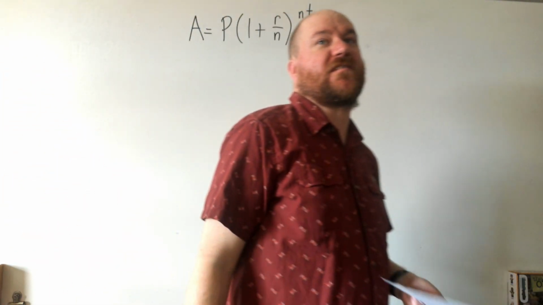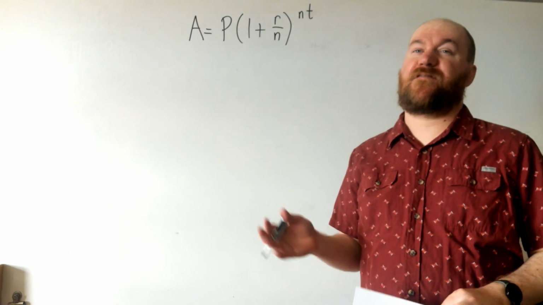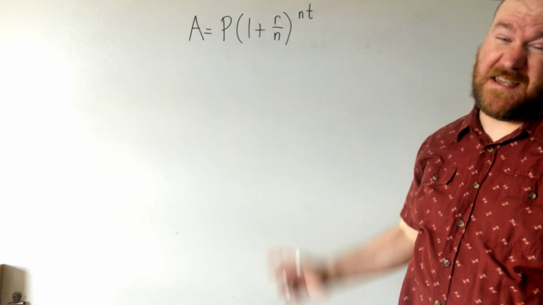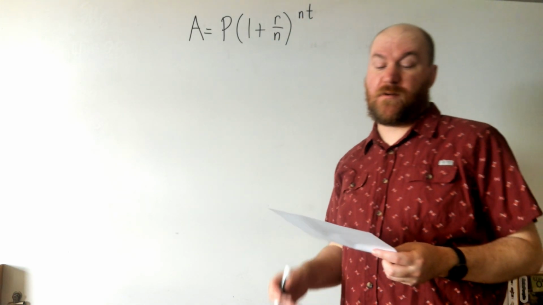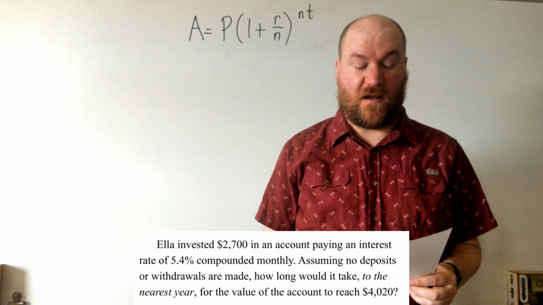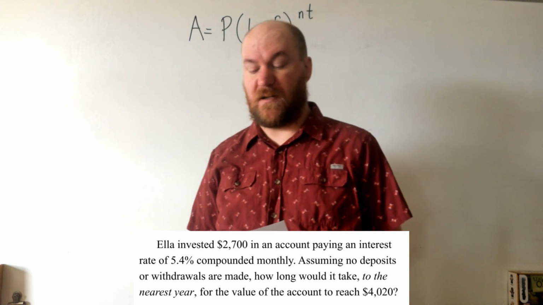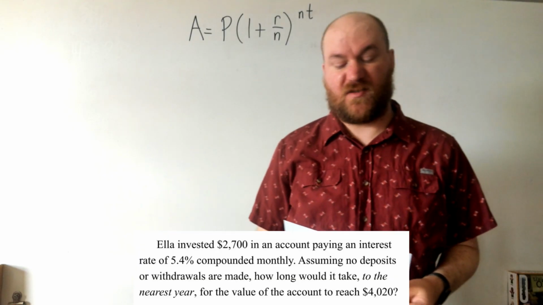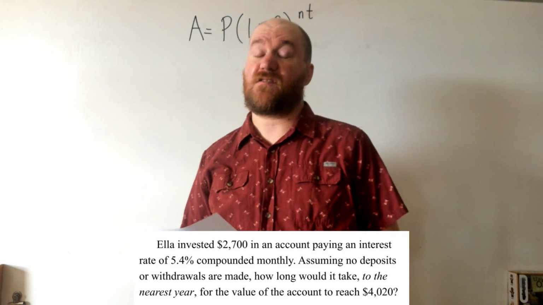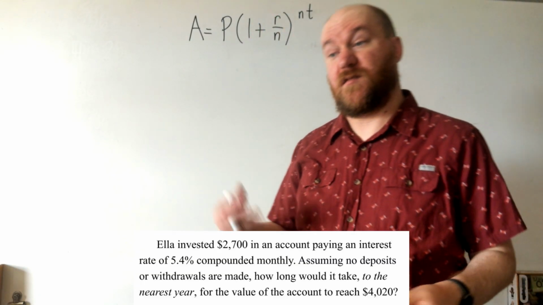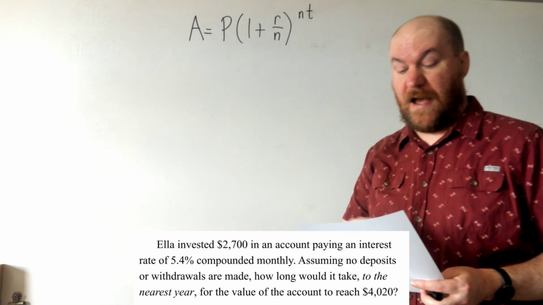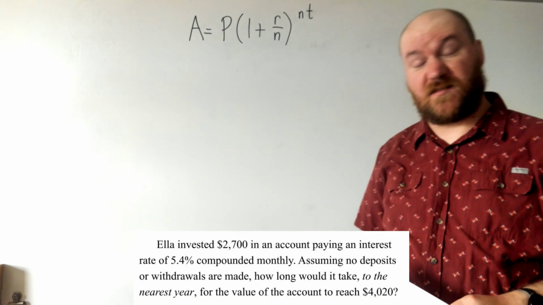All right, now what they're going to do in these questions is they're not always going to have you solve for the ending amount. They might ask you to solve for R or N or T. So let's take a look at question 3 here. Ella invested $2,700 in an account paying an interest rate of 5.4%, compounding monthly. Assuming no deposits or withdrawals are made, how long would it take to the nearest year for the value of the account to reach $4,020? So this is one of those examples where they're not asking us to solve for A, they're asking us to solve for how long would it take. So they're asking for us to solve for T.